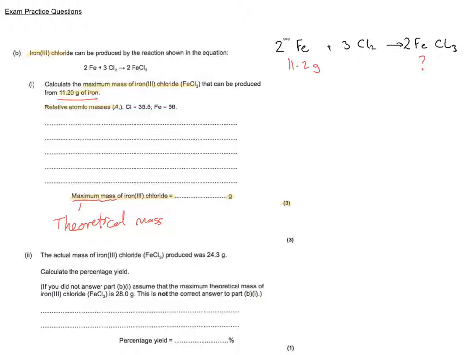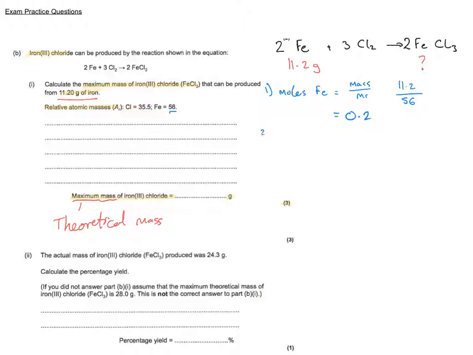So the steps for this are 1, work out the moles of what you know. So my moles of iron equals mass over Mr, which is 11.2 over 56. So my moles equals 0.2.